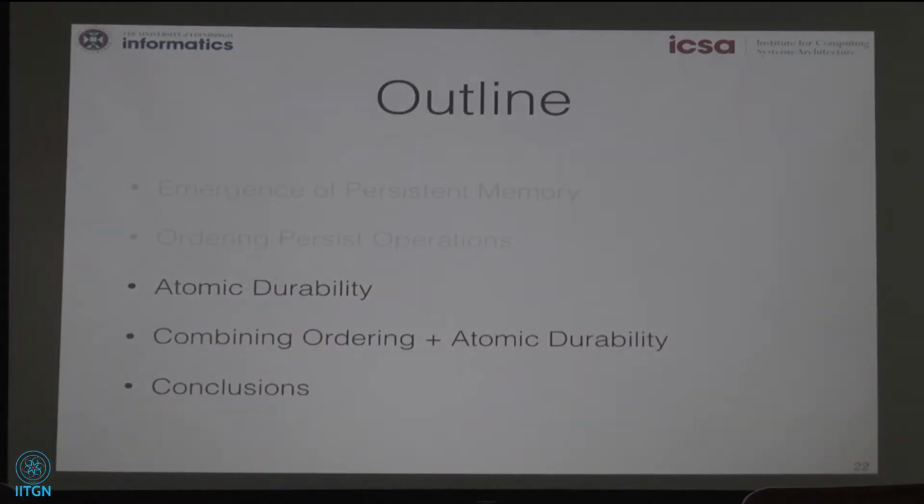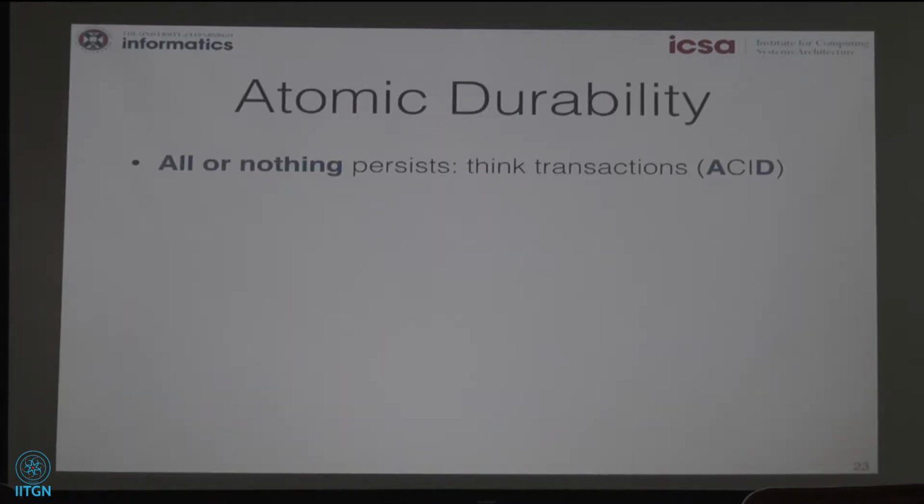Next, let us look at atomic durability. So what is atomic durability? Atomic durability essentially guarantees that either all or nothing persists. You can think of it as ACID transactions that you would have read about in databases.